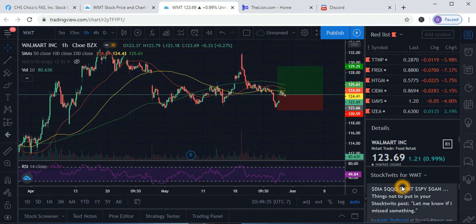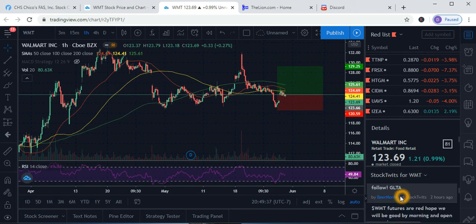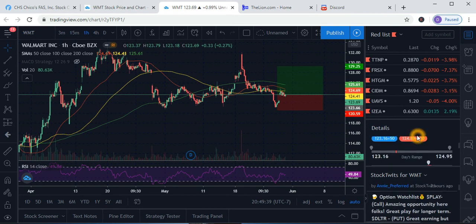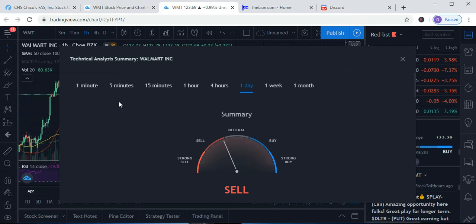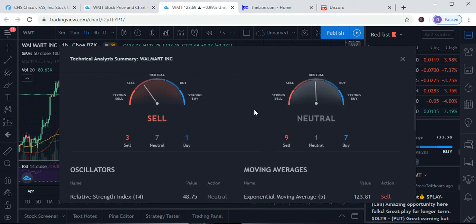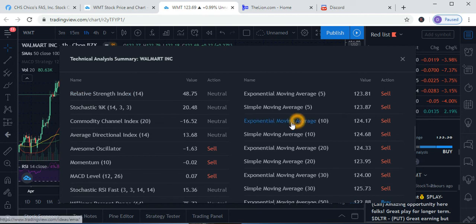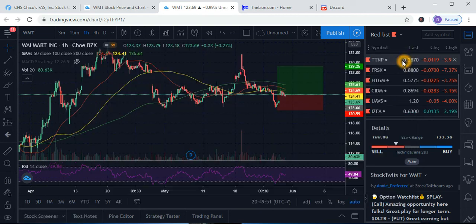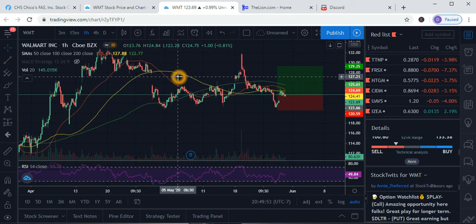It has StockTwits integrated, so you can see what people are saying about your stock, and it has the details of the stock itself. You can even go in here and look at technical analysis summaries, different oscillators and indicators. So a lot of good information here, a lot to dig into, and it's completely free and browser based, so it's an amazing tool.